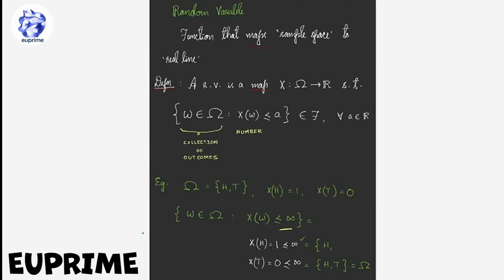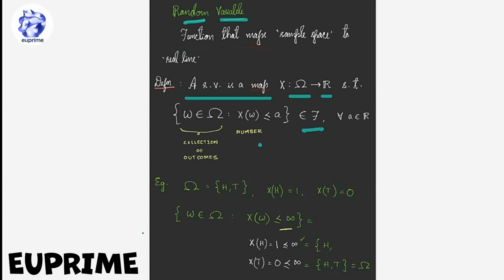So now we come to random variable. Random variable, this is an interesting name because it's neither random nor variable. It's just a function that maps the entire sample space, which is the collection of all the outcomes of a given experiment, to a real line. So from that real line, we can extract a number, a probability number. Now we write the definition like this. A random variable is a map X from omega to R such that the set of omega where X of omega is a number less than A is part of the sigma algebra, for all A belonging to R.